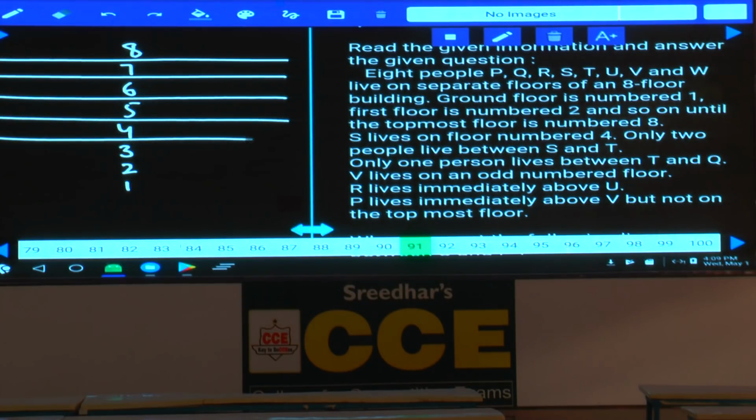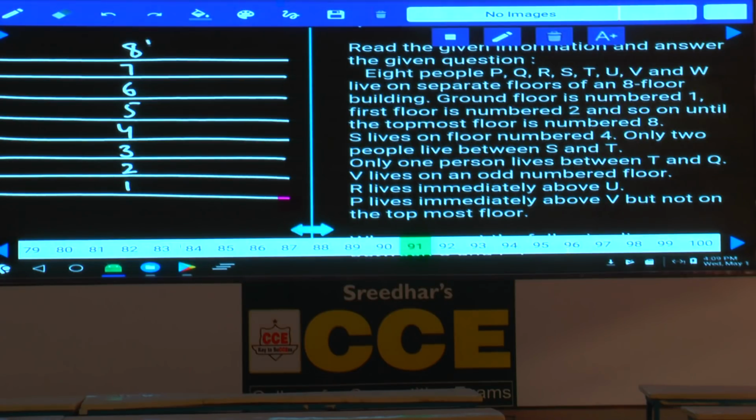Then condition number 1. Whenever floor arrangement is given, always write at the center and extend the lines like this. Then condition number 1, tell me what is the condition number 1 here? S lives on floor number 4. S is on floor number 4, information clearly specified, and only 2 people between S and T. How many possibilities do we have? T can be either on the 1st floor or on the 7th floor.